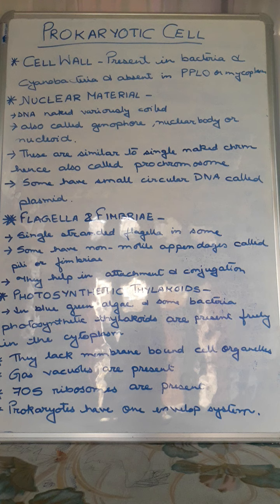Next, the photosynthetic thylakoids. Now not all but some bacteria are photoautotrophic. That means they have photosynthetic thylakoids. They will perform photosynthesis. They will prepare their own food, isn't it? We have already studied about it. And also in case of blue-green algae, that is the cyanobacteria, they have photosynthetic thylakoids, but these are not arranged to form the chloroplast. They remain scattered freely in the cytoplasm.